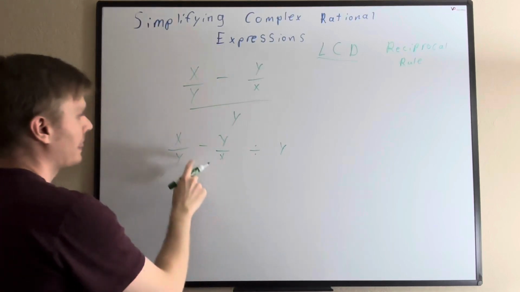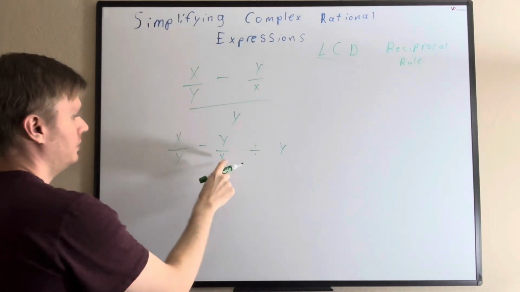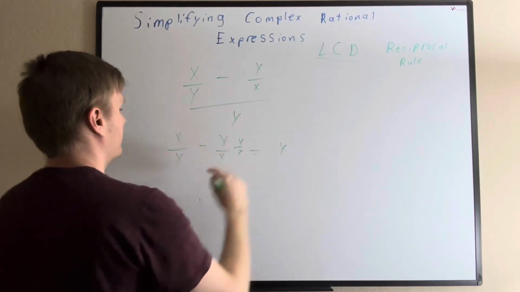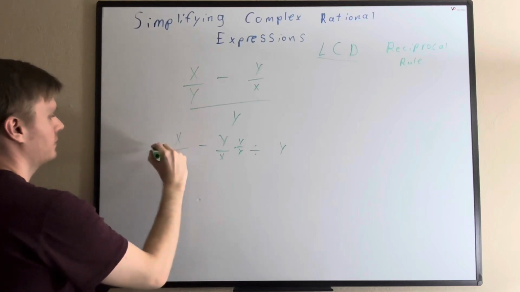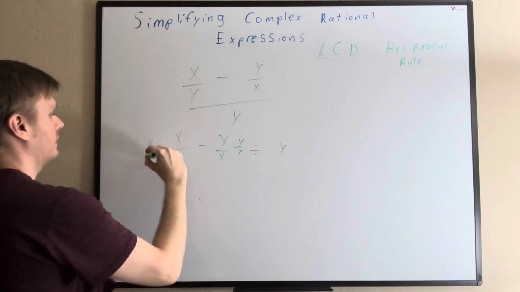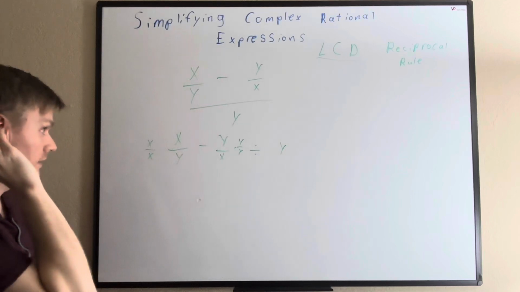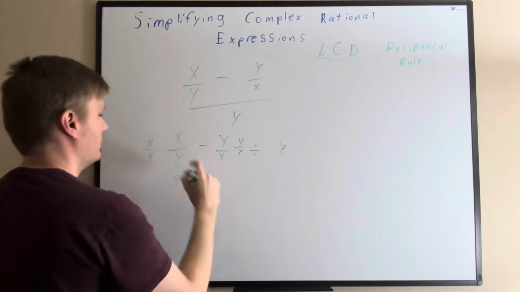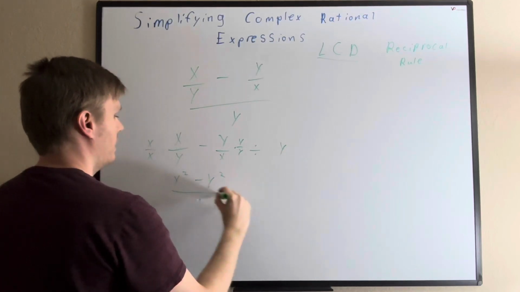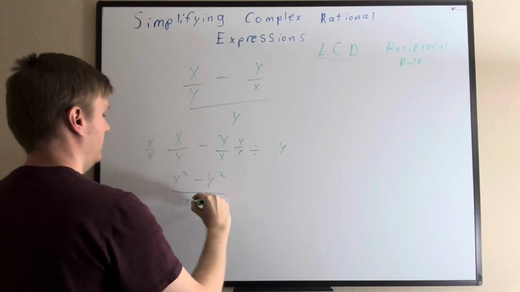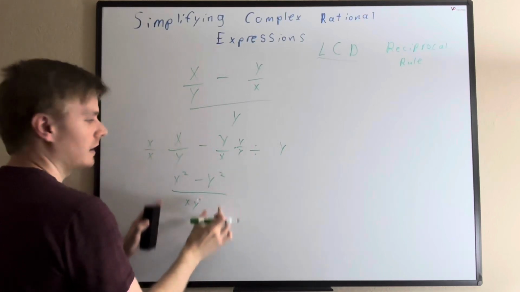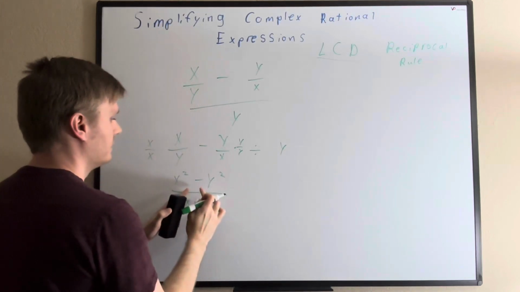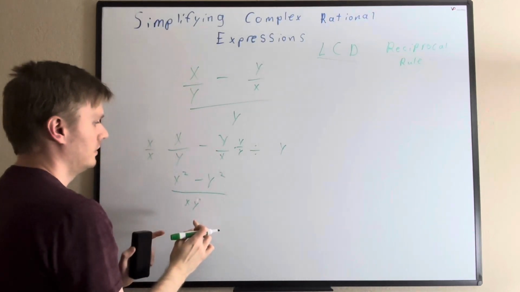Anyway, common denominator would be xy, so we're multiplying this one by y over y, and this one needs an x, so we're multiplying that one by x over x to get our common denominator. So we end up with x squared minus y squared all over xy. Kind of did two steps there. I got that common denominator and I subtracted the numerators. You see that?